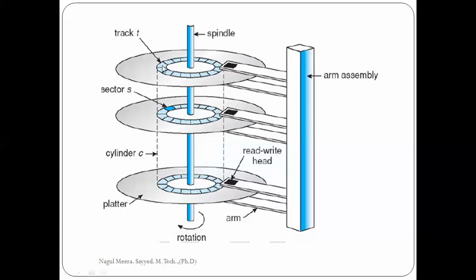Platter is divided into some tracks, and each track is again divided into sectors. Okay? Look here. Each platter, if you closely observe, is divided into tracks. Each track is divided into some sectors. In that sector our data is stored. Okay? So this is nothing but a sector.